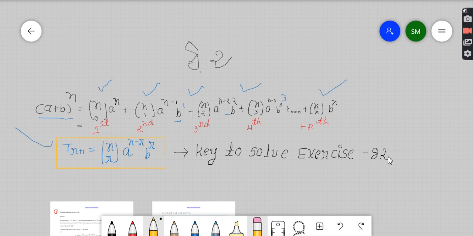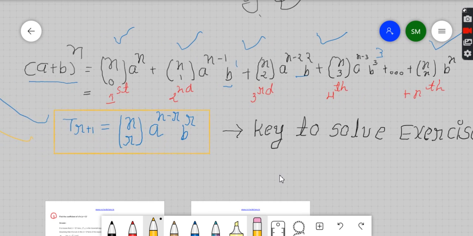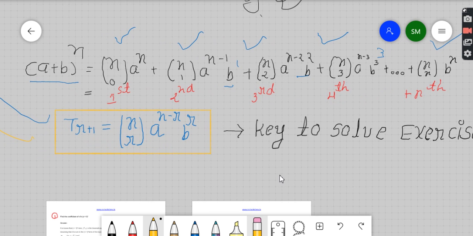you have to remember. Alright, T r plus 1. Let me zoom it so you can see it very clearly. T r plus 1th term is equal to nCr a raised to n minus r b raised to r. This is the key to solve all the sums of exercise 8.2. Alright, I will explain you.